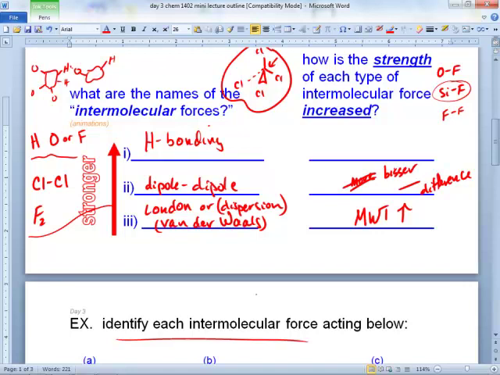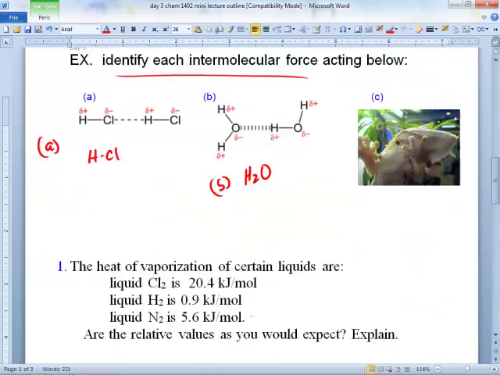What type of intermolecular force would give the highest boiling point? It'd be the hydrogen bonding one. Which type would give the weakest, the lowest surface tension? Van der Waals, right? Okay, because it's the weakest force. If you can follow that, then you see what's going on.